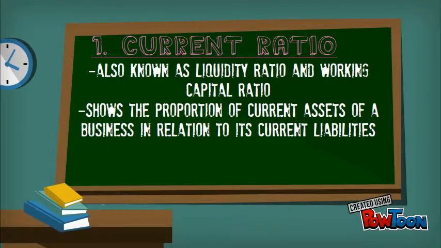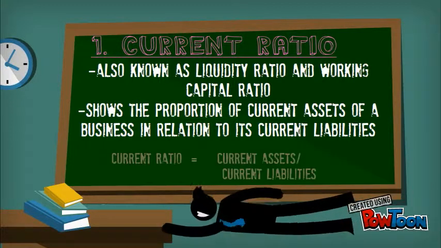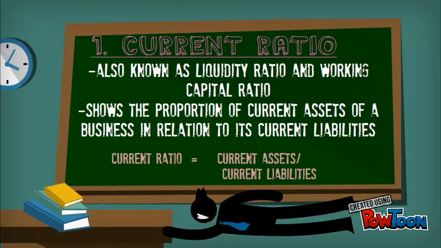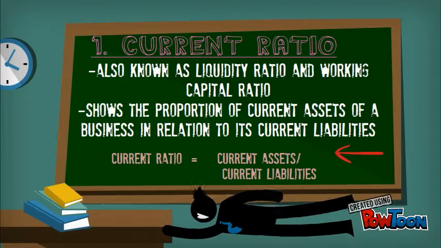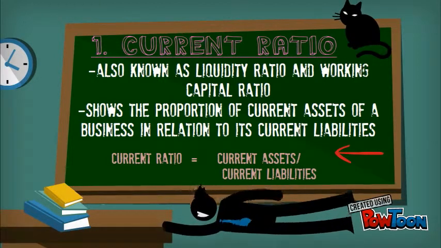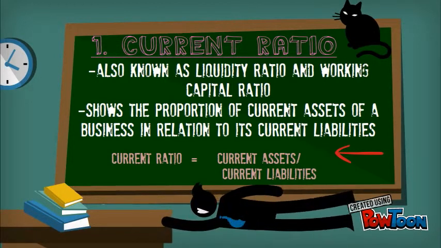The first ratio for liquidity ratio is the current ratio, also known as liquidity ratio and working capital ratio. The formula is current assets divided by current liabilities, to show the proportion of current assets of a business in relation to its current liabilities.